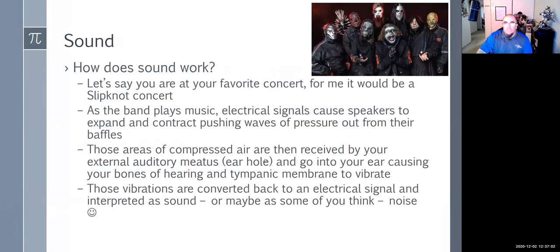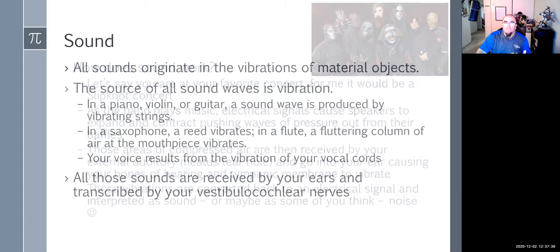So how does sound work? Well, let's say it's your favorite concert. For me, it'd be Slipknot, right? As the band plays music, electrical signals are going through their instruments, going out to a speaker, being converted and everything like that. And it's going to cause speakers to push waves of pressure out from their baffles. The areas of compressed waves and non-compressed air are going to be received by your external auditory meatus, your ear hole. And in that ear hole, it's going to go into your ear, causing your bones of hearing and the tympanic membrane to vibrate. Those vibrations then are going to be converted back into an electric signal that you interpret as sound. Or, you know, in the case of Slipknot, some of you may think, noise, right?